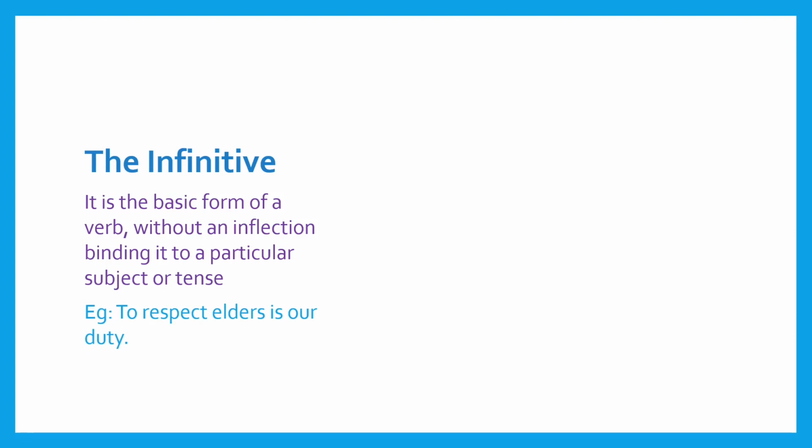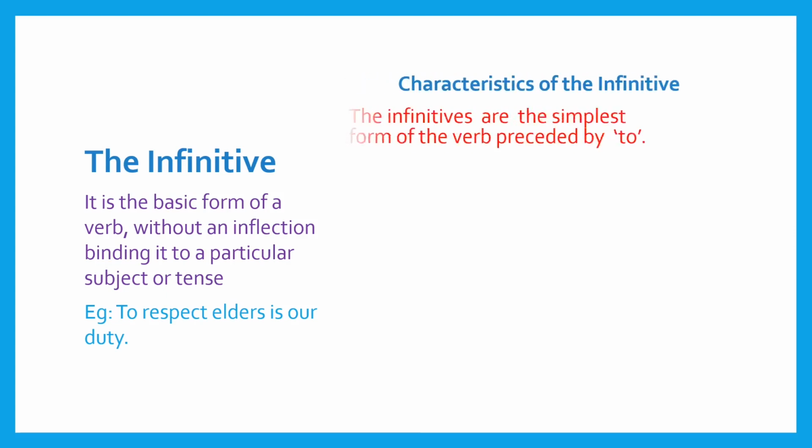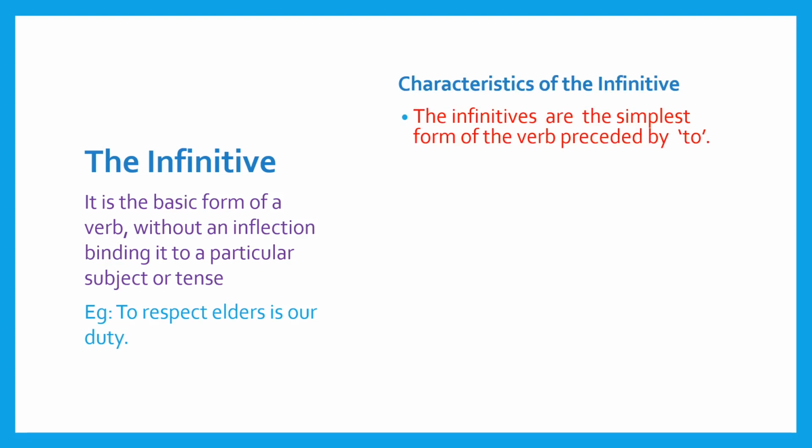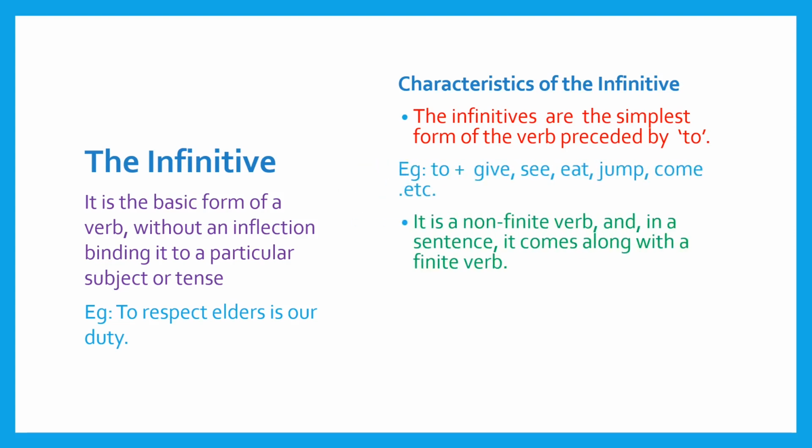So let us understand clearly with the help of the characteristics of the infinitives. So what are these characteristics? Number 1, the infinitives are the simplest form of the verb preceded by to. For example, to plus respect, to plus give, to plus eat, and so on. The second one, it is a non-finite verb, and in a sentence, it comes along with the finite verb.